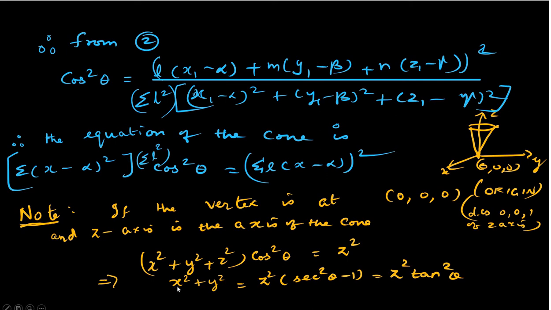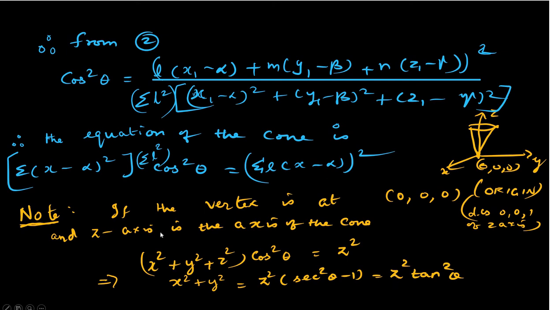So we make use of both the facts. The vertex is here, and the direction cosines of the z-axis are 0, 0, 1, that is why only z square comes on this side, and here also the same reason. Now when we cross multiply, secant square comes. Here, z square into secant square theta minus 1, but 1 plus tan square is secant square. So you have this.